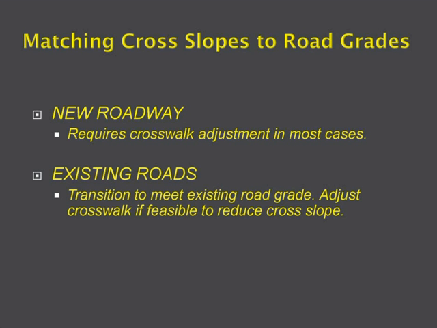You're going through a wheat field in Kansas and you're putting in a new road, then all bets are off. You have to meet the standards. You have to flatten out, you have to table off the crossing and then meet that 2% cross slope on the ramp. However, for existing roads in an alteration, you can transition that cross slope on the ramp to meet the road grade.